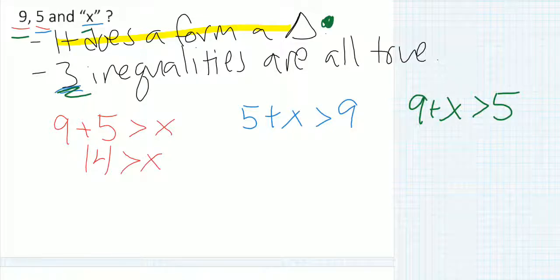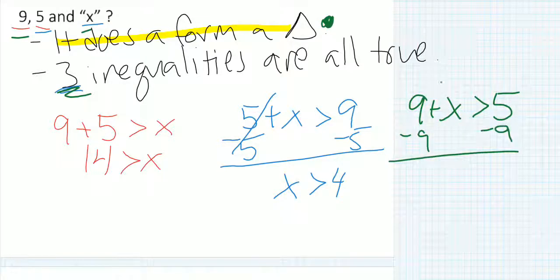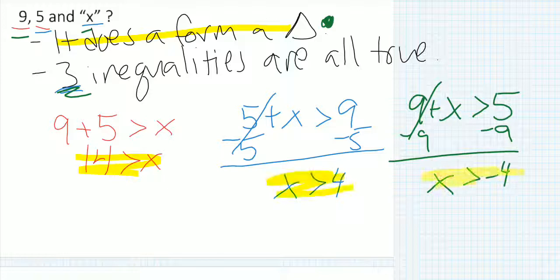This one, if I can isolate the variable, and this just comes from solving inequalities from back in, I think, 9th grade or IM1 or pre-algebra, algebra 1, gives me x is greater than 4. And then the last one, I can subtract the 9, and that will give me x is greater than -4. So then we have three inequalities here that I want you to look at and see if you can make sense of them.